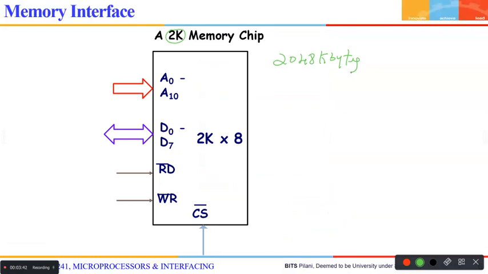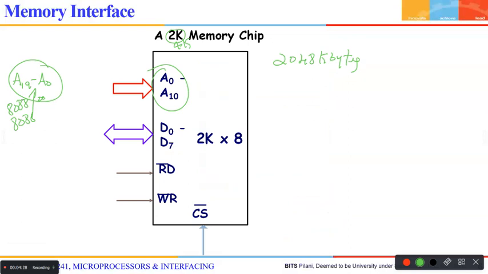So to address 2K memory, you need 11 address lines. Now can you tell me, if this memory is supposed to be 4K, how many address lines are required? 12 address lines. What is the total number of address lines you have with the 8086 microprocessor? 20. You have A19 to A0. The total available address lines for the 8086 microprocessor is 20. What is the number of available address lines for the 8088 processor? Also 20.